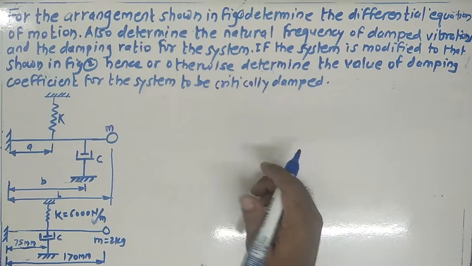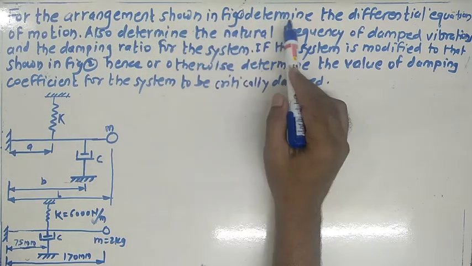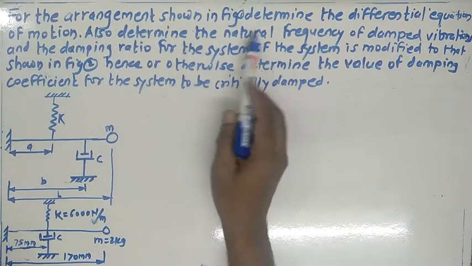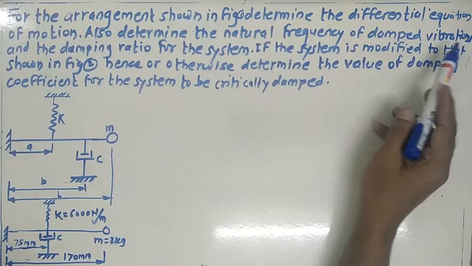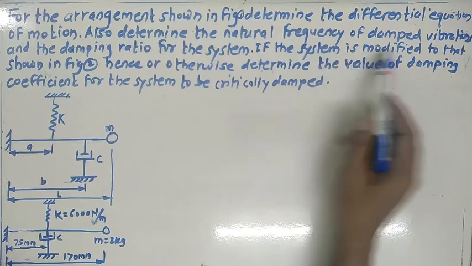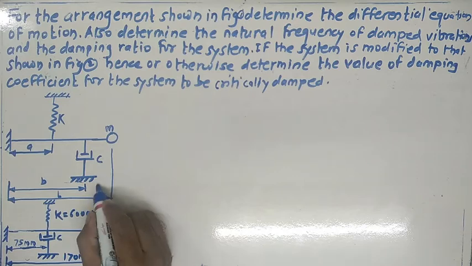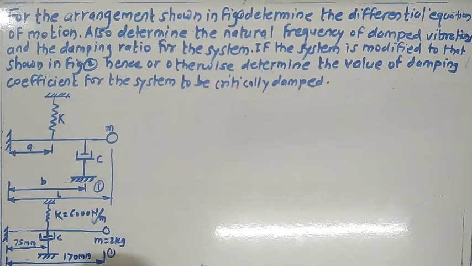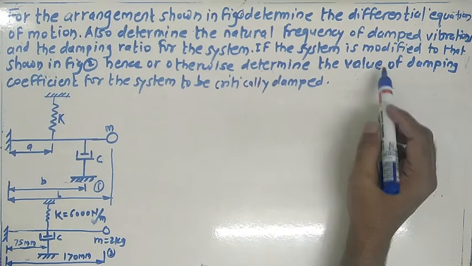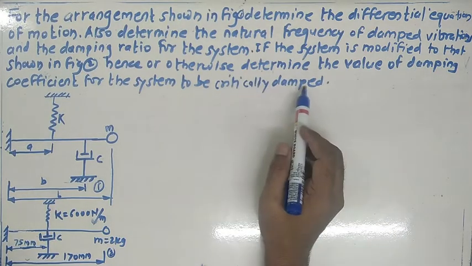Let us start the next problem. For the arrangement shown in the figure, first determine the differential equation of motion. Also determine the natural frequency of damped vibrations and the damping ratio for the system. If the system is modified to that shown in figure 2, okay, so here is figure number 1 and here is figure number 2, hence or otherwise determine the value of damping coefficient for the system to be critically damped.